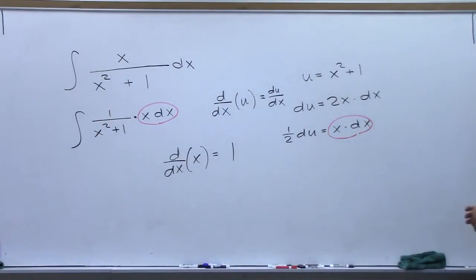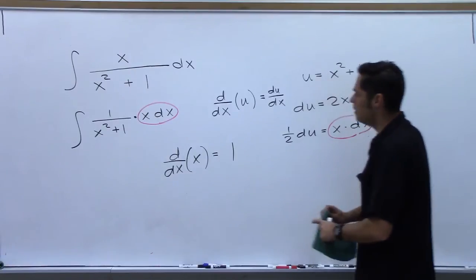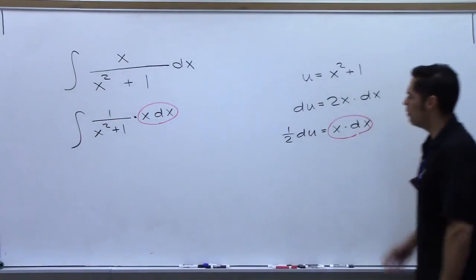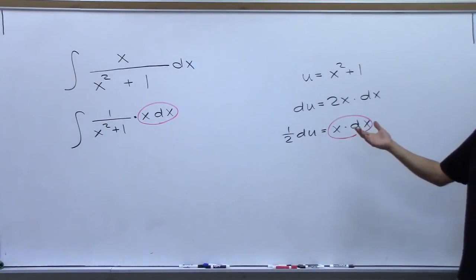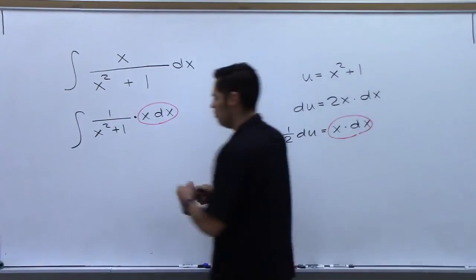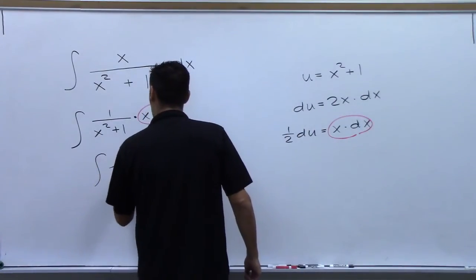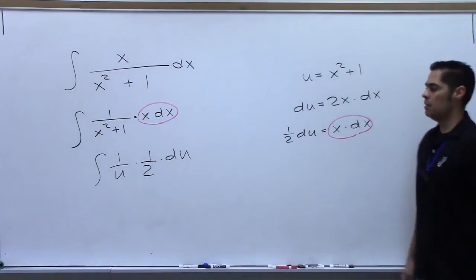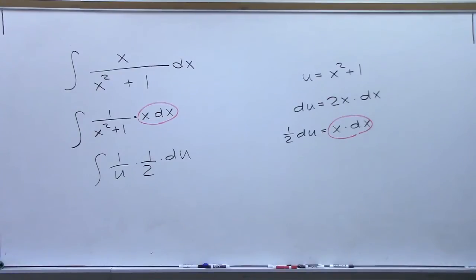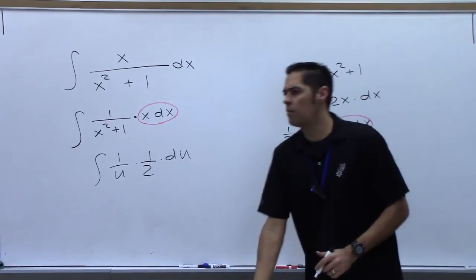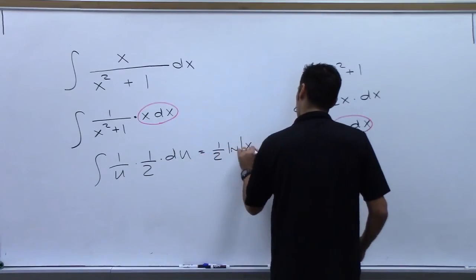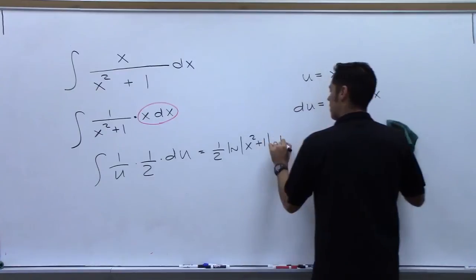I'm not going to go down that road. Okay, are we comfortable continuing with this? What is this going to be? 1 over u times 1/2 du. And so I can pull the 1/2 out. And so the answer would be 1/2 natural log u plus c. And u is x squared plus 1. So this should be 1/2 natural log of the absolute value of x squared plus 1 plus c.